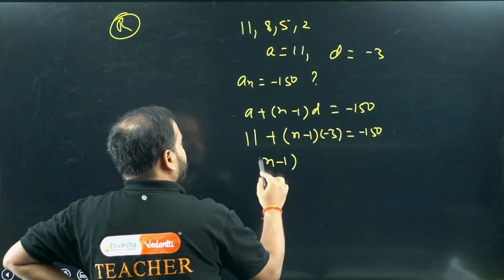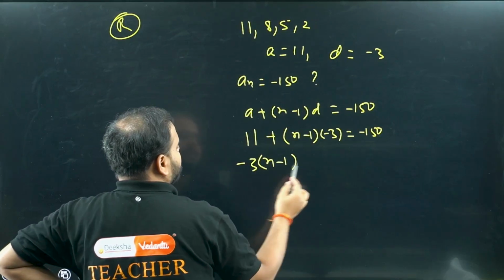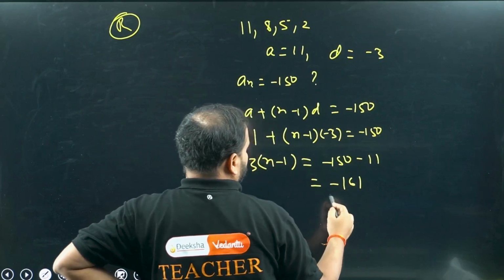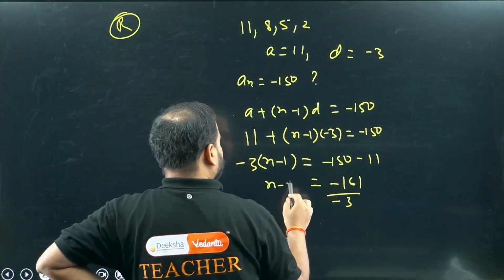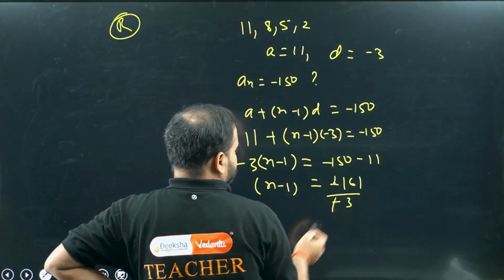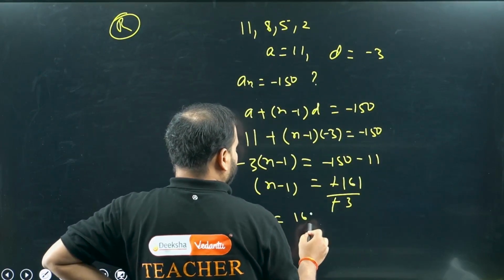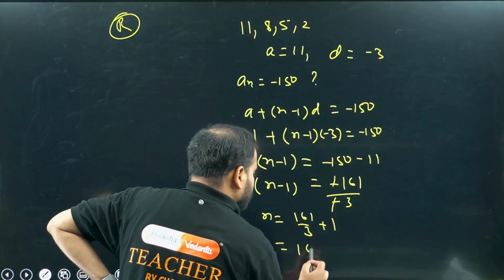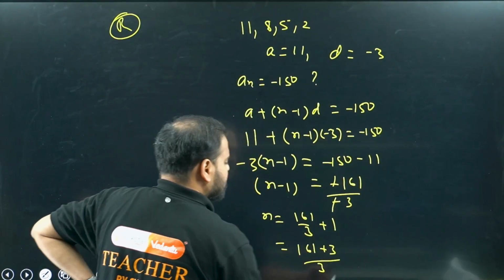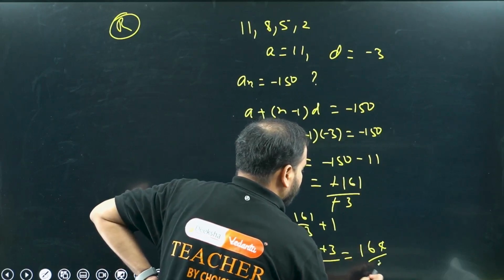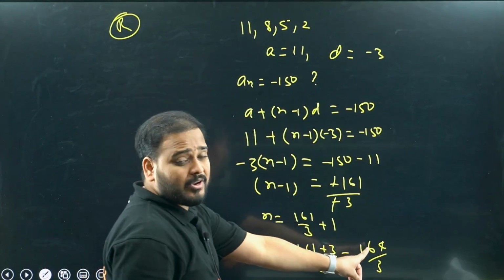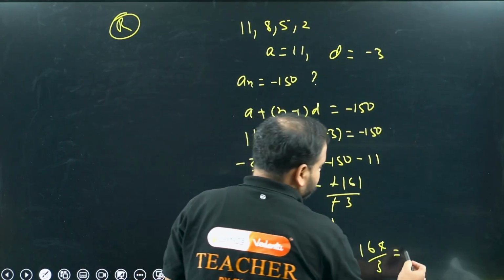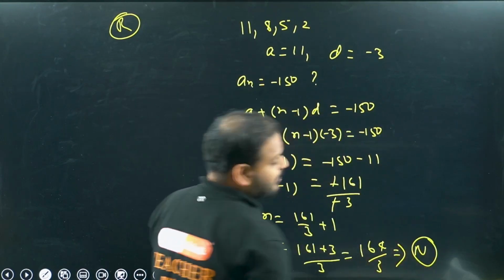Have a look. Bring 11 on that side. I get minus 150 minus 11. How much is that? Minus 161 divided by minus 3 equals n minus 1. Cancel this. So n equals 161 plus 3 upon 3. Add it. 164 by 3 is the n value. 6 plus 4 is 10 plus 1, 11. So this is not a natural number. This is not coming as a natural number.